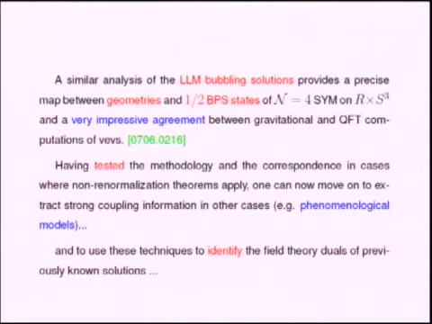Now we can play the same kind of game with the so-called LLM bubbling solutions. These geometries are meant to be dual to half BPS states of N=4 on R cross S3. We get the same impressive agreement between the gravitational and QFT computations. This was contained in this paper. In a sense, this is testing the gravity gauge theory correspondence, but in these cases we really believe we made the right identification. So we're also testing the methodology. We're testing that we're computing the VEVs correctly from the geometry.